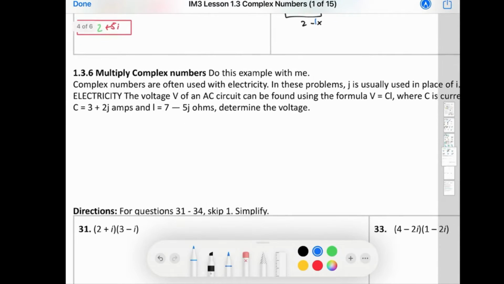What's the word? Math, math, math. Math's the word. Oh, 1.36.